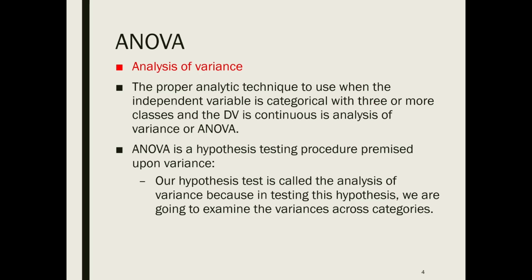ANOVA is short for analysis of variance, the proper analytical technique to use when the independent variable is categorical with 3 or more classes and the dependent variable is a continuous variable. It is a hypothesis testing procedure that relies on the variance. Our hypothesis test is testing whether the variance across the categories is due to a true difference among those different groups.